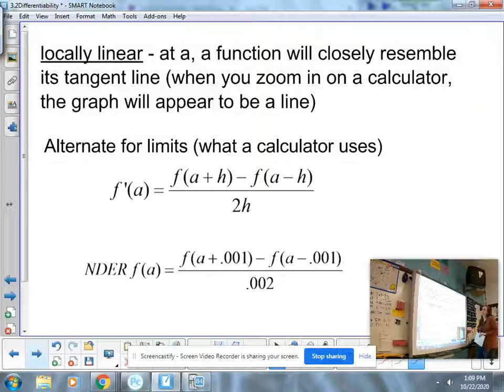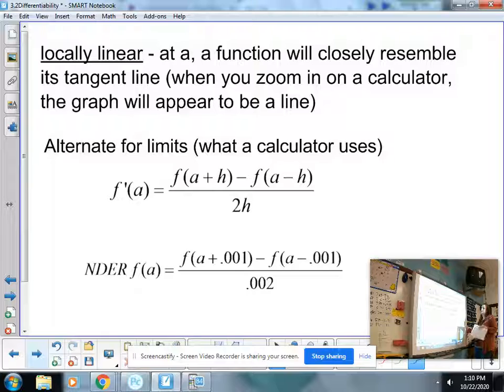Here's another concept. We're not going to do a whole lot with this, but it is an interesting application in calculus. Locally linear. Basically any function that is continuous, whenever you zoom in on it, it is going to get very close to equaling the tangent line. So at some point a, a function is going to closely resemble its tangent line whenever you zoom in on it. If you zoom in far enough, everything is going to look like a line as long as it's continuous. That is something that does happen. It's one of the reasons why we use limits whenever we're looking for slopes.